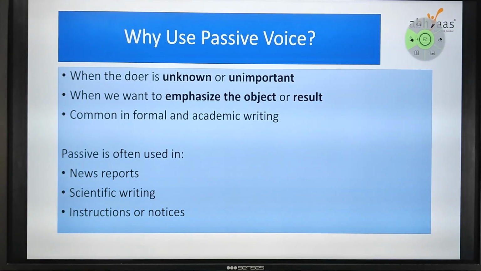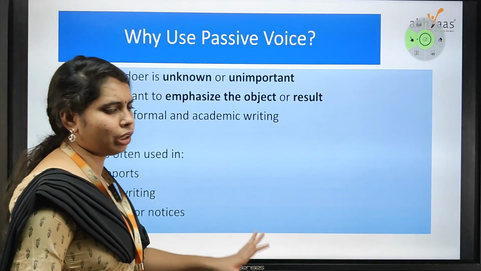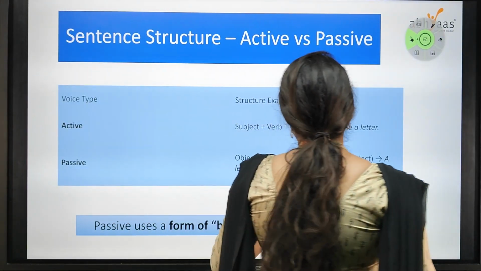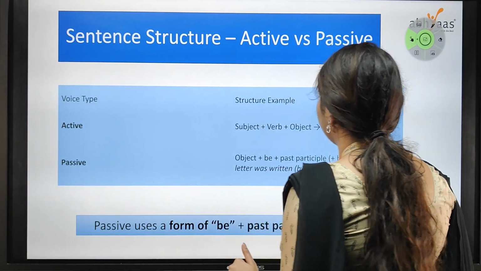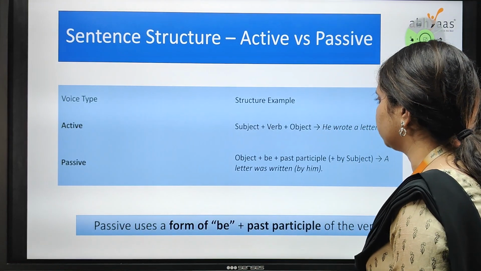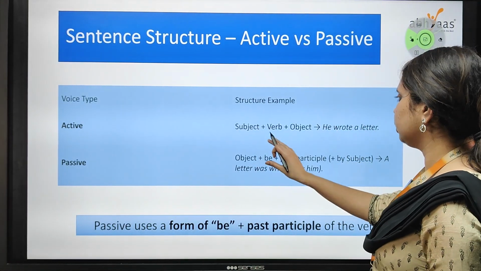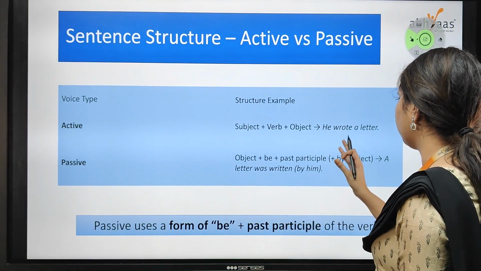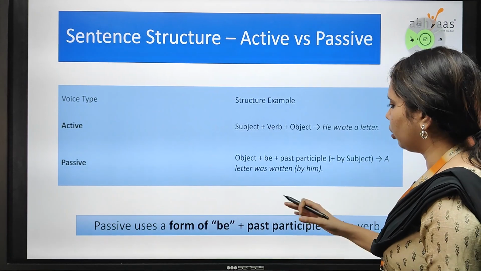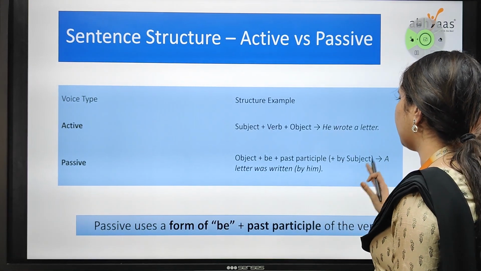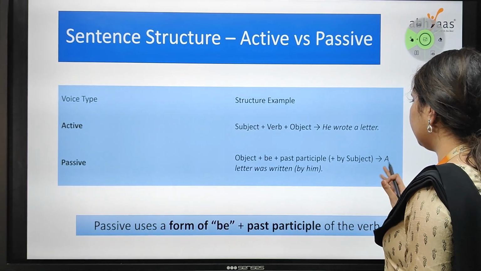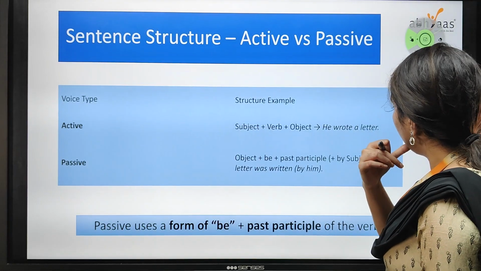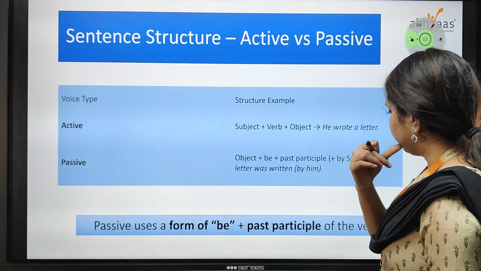And passive voice is generally used in news reports, scientific writings, and instructions or notices. This is just for general knowledge, okay? So let's just have a quick revision on active, passive, and their conversions. So the structure is subject plus verb plus object becomes your active voice. Object plus be plus past participle plus by and subject becomes your passive voice.